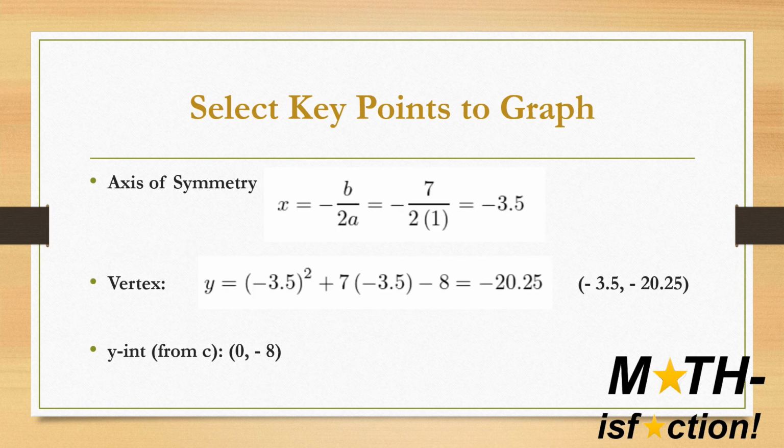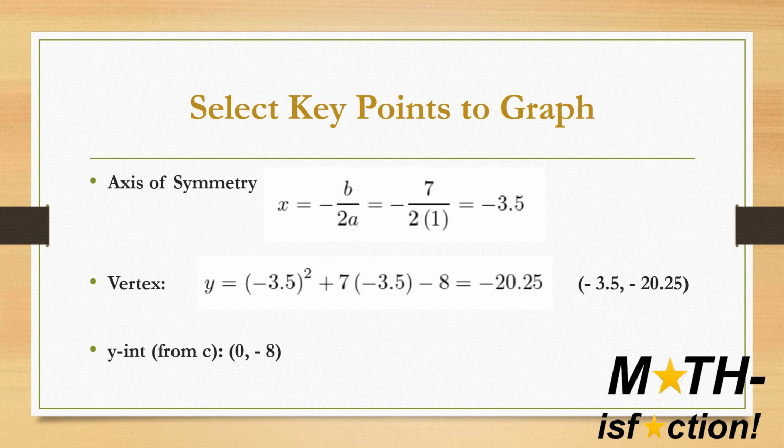Let's find key points to begin our graph. Start with the axis of symmetry. The formula for the axis of symmetry is x equals the opposite of b divided by 2a. Plugging in the a and b values, we find that x equals negative 3.5 is the axis of symmetry.